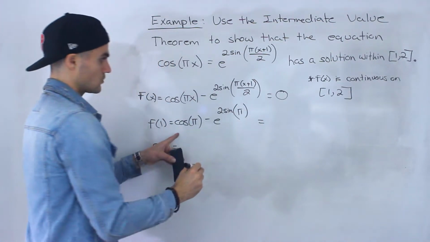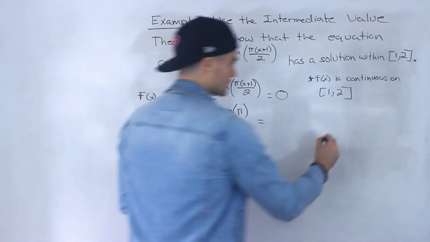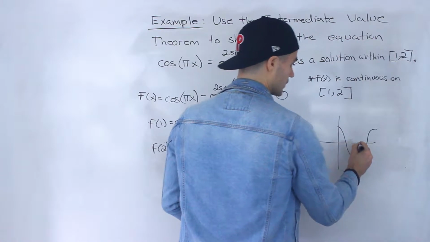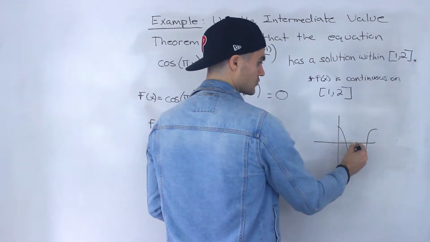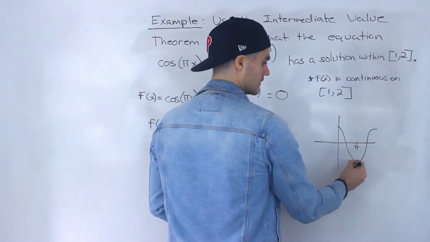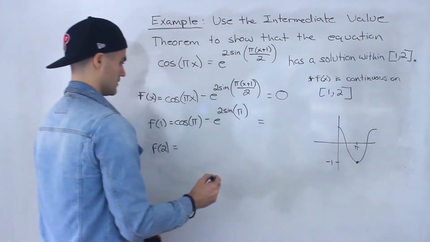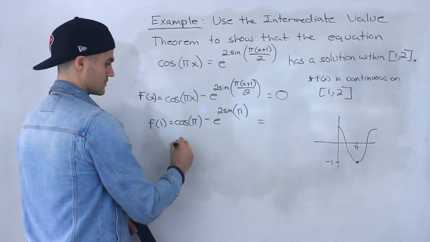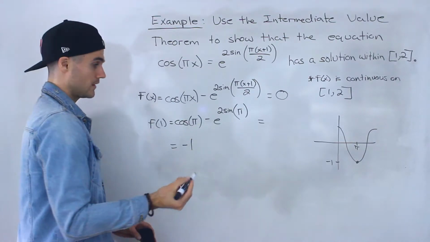Now, what is cos of pi? What is sine of pi? So if you remember the graphs, let's do a little review here. This is the cos graph. So cos of pi is -1. Right, I'm actually going to continue it over here. I'll bring f of 2 in after. So this is going to be -1.